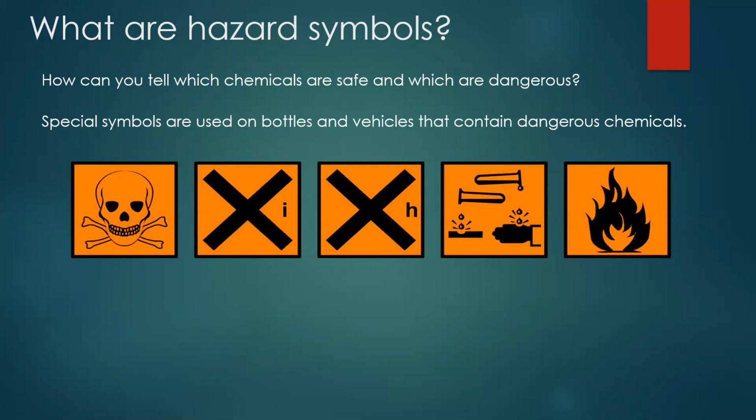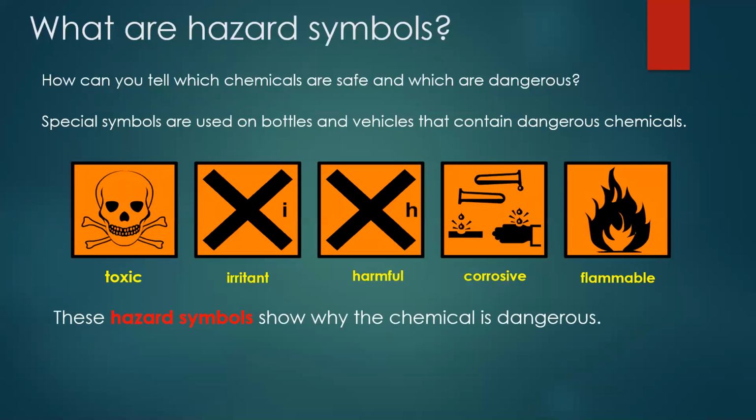So the first one, with the skull, is toxic. Then you've got an X, and that's an irritant. Then harmful is with an H and it has a big X on it. Then the next one is corrosive. Last but not least is flammable. These hazard symbols show why chemicals are dangerous.